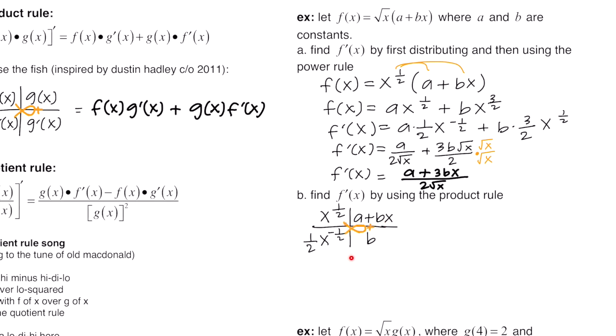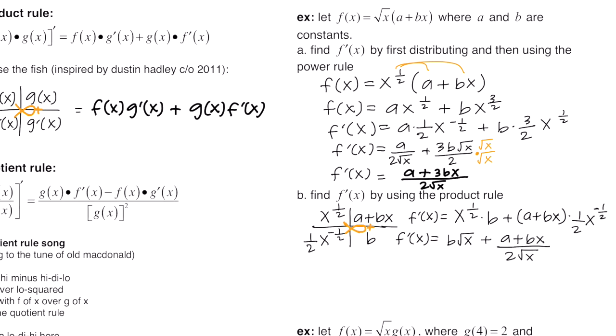Okay, to use the product rule or the fish, you start in the upper left corner, you multiply these together, then you add the product of these. So you get x to the 1/2 times b plus a plus bx times 1/2 x to the negative 1/2. And I rewrote this as b root x, and I rewrote this as a plus bx over 2 root x.